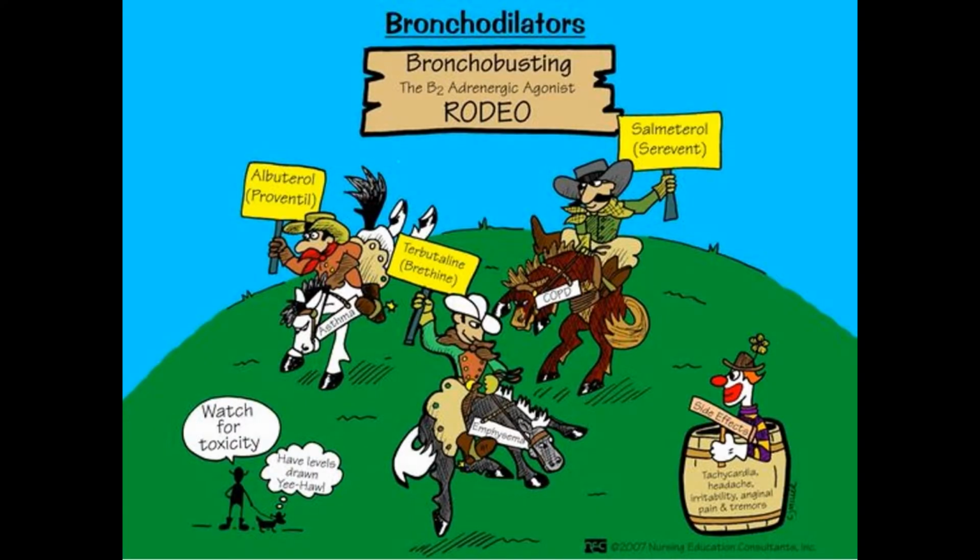Bronchodilators. Welcome to the bronchodilating rodeo, where we talk about the 3 main bronchodilators: albuterol, brethine, and Ceravan. Albuterol is for asthma, brethine for emphysema, and Ceravan for COPD. They can be toxic to the system, so you need to watch that, and side effects can include increased heart rate, headache, irritability, angina, and tremors.